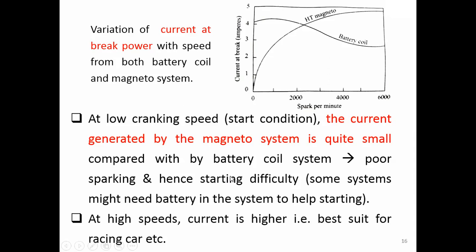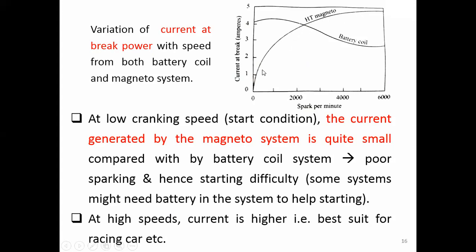So in some systems, when they use this magneto system, sometimes they add some battery in the system in order to help start the engine at the starting conditions. But at high speed of the engine, for this system, it gives a high current. It can give you a higher current.